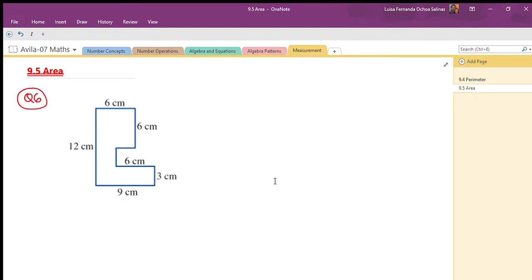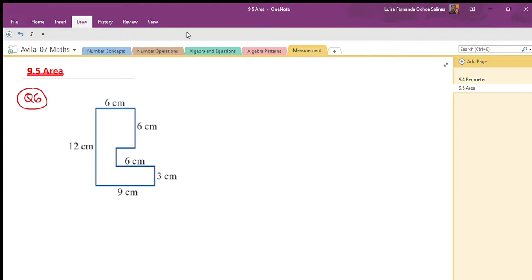Okay, girls, so we start the feedback of chapter 9.5 area with question 6. Okay, so question 6, how do we find the areas? Remember that when we're talking about area, we're talking about filling in. Now, I'm not talking about walking. Now we're talking about filling in.